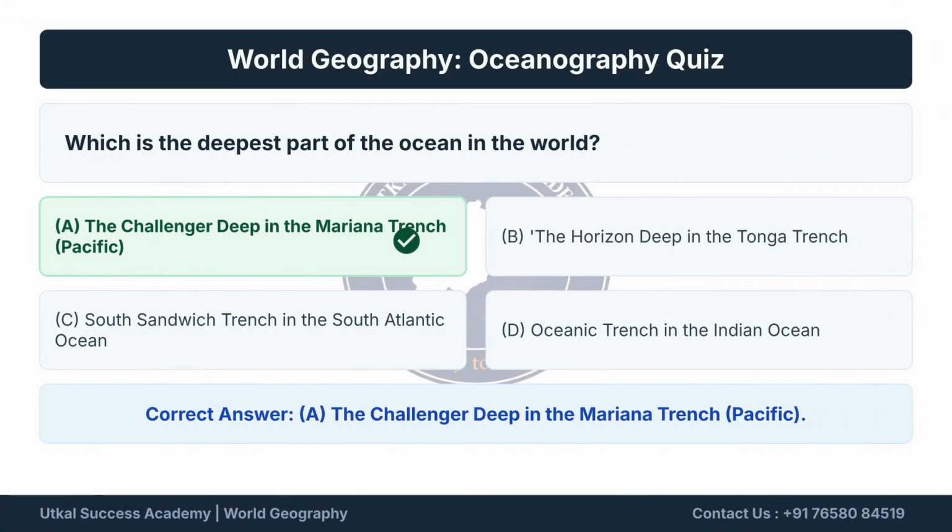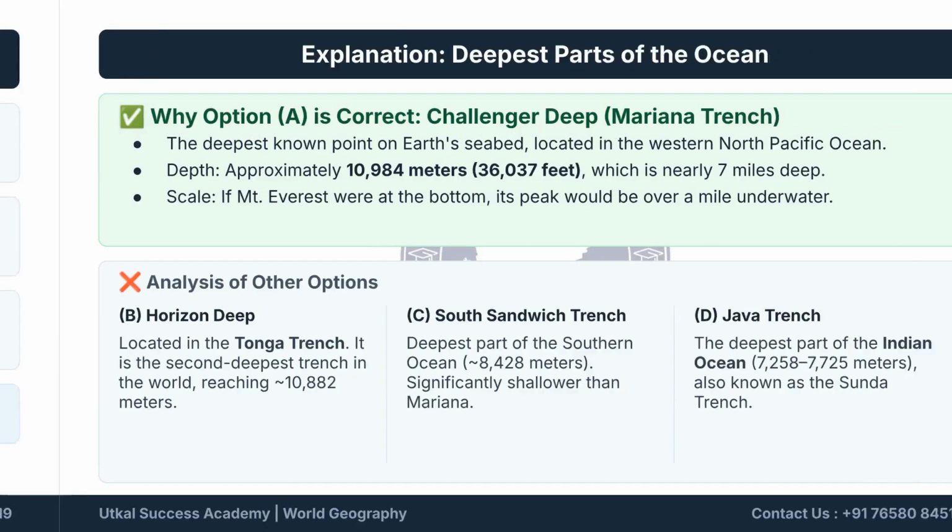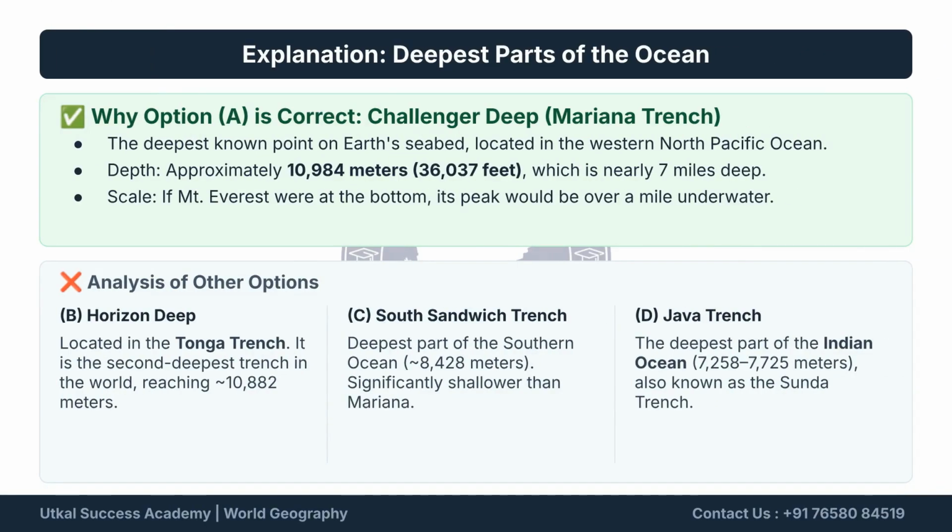Moving to oceanography, which is the deepest part of the ocean in the world? The correct answer is A, the Challenger Deep in the Mariana Trench, located in the Pacific Ocean. The Challenger Deep, the deepest known point, is approximately 10,984 meters deep. Other options include the Horizon Deep in the Tonga Trench, the South Sandwich Trench in the Southern Ocean, and the Java Trench in the Indian Ocean, all significantly shallower.